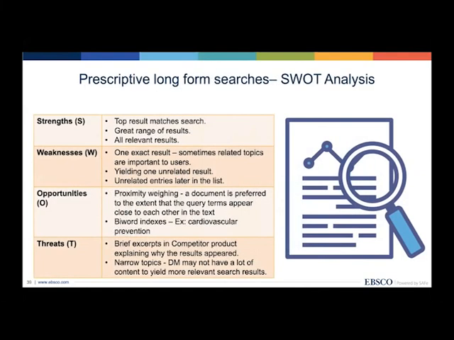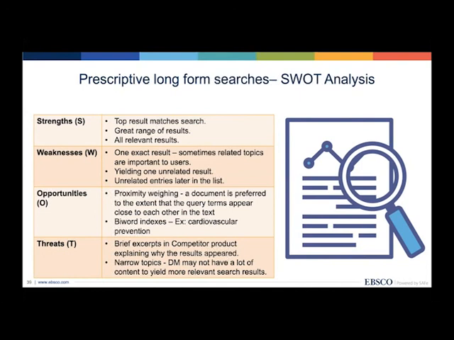And so this is a SWOT analysis for the prescriptive long form searches. A strength would be that the top result matches the search, as shown in the adhesive capsulitis shoulder example. There is a great range of results, and all of them are relevant. Weaknesses would be that you may only have one exact result. And sometimes related topics, which we found during the study are important to users, because they may have an idea of what they're looking for, but it's just like browsing. If you see another topic that interests you, you may want to explore that topic as well. Another weakness would be yielding an unrelated result and also unrelated entries later in the list.